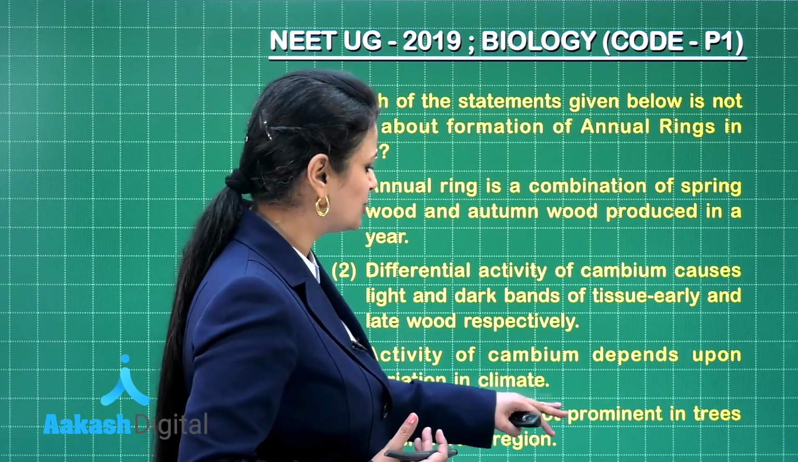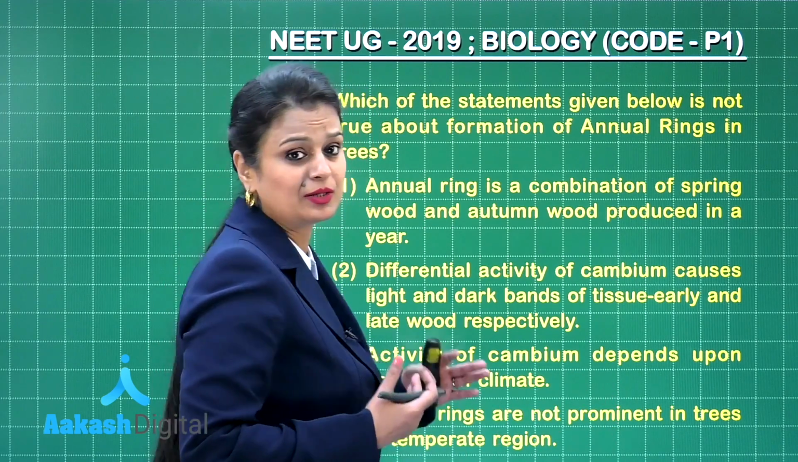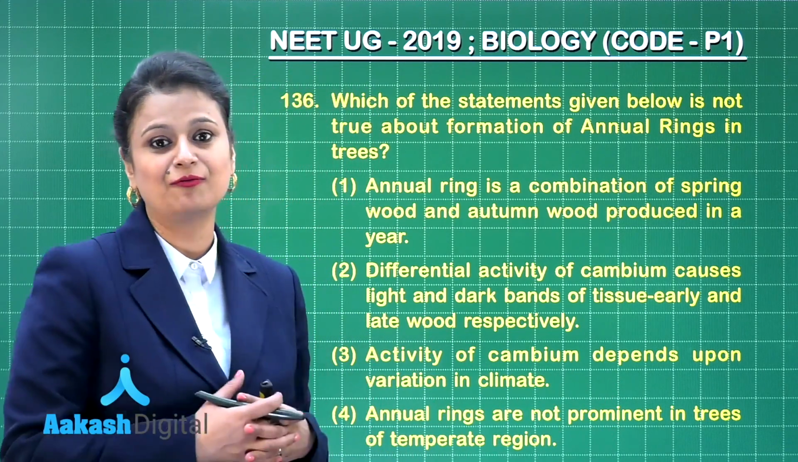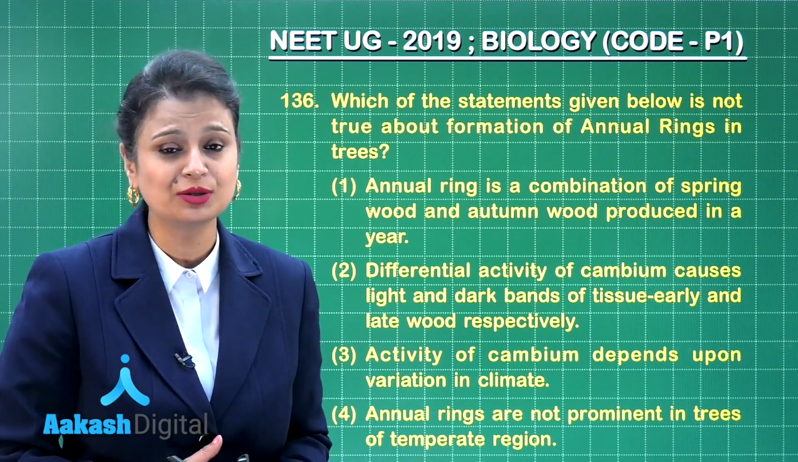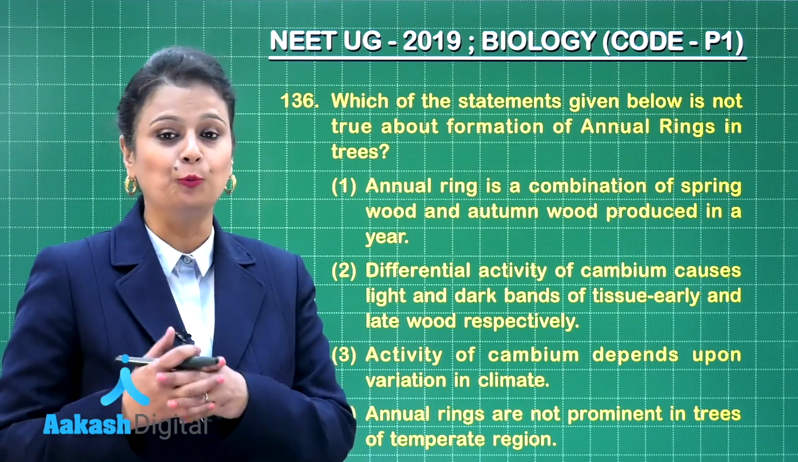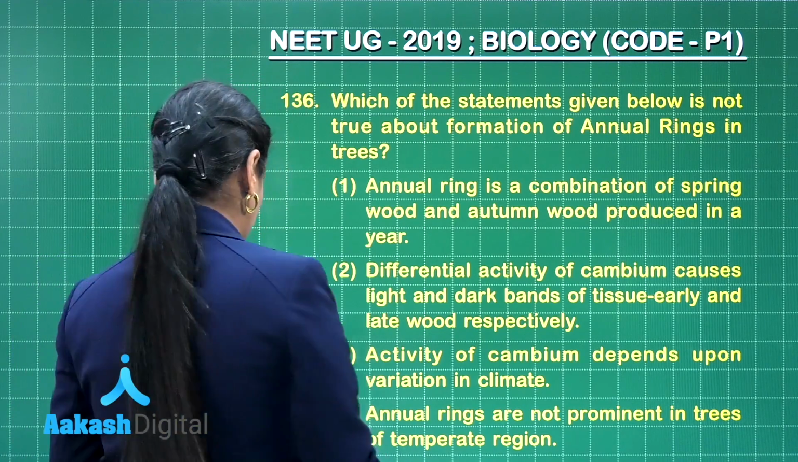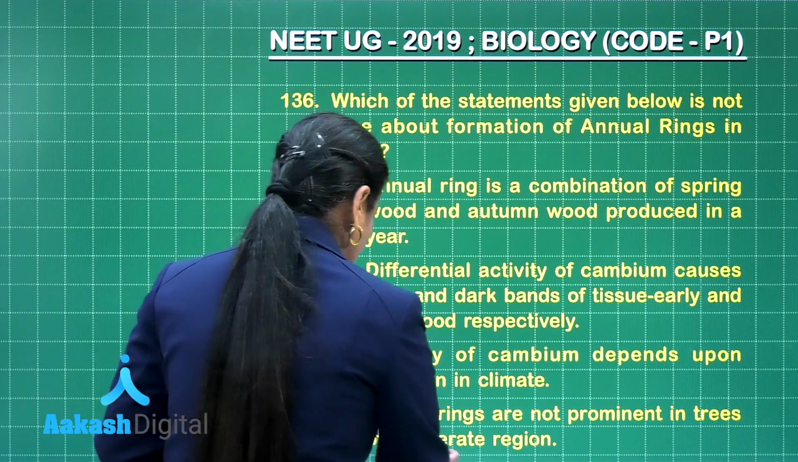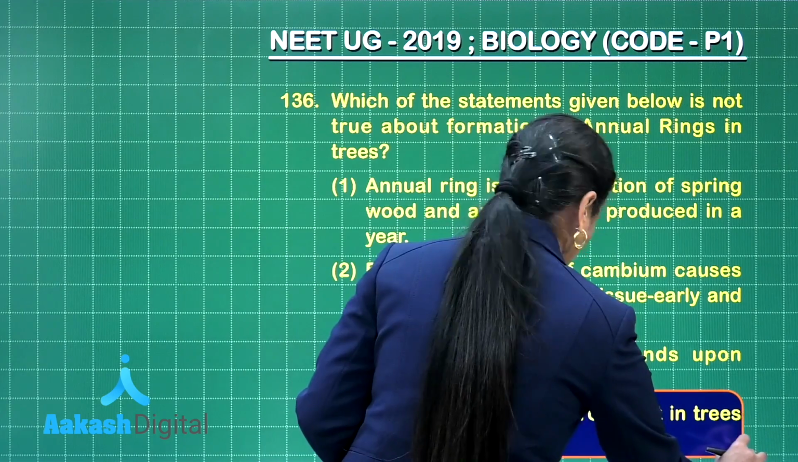Annual rings are not prominent in trees of temperate region. Annual rings are formed in trees of temperate region because there is variation with respect to season. So, our right answer here is option number 4.